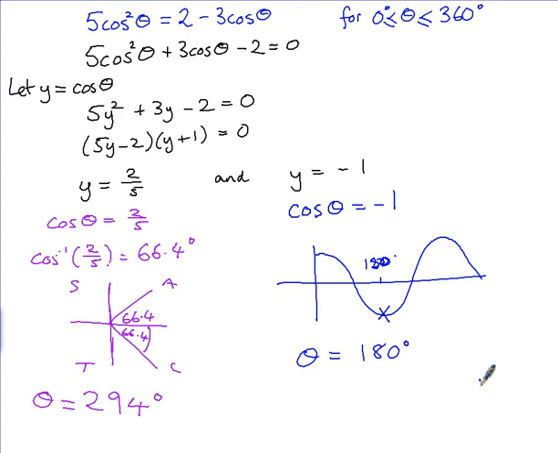So to summarize, we've set up our quadratic and we've got 2 solutions for our quadratic. Each of those 2 solutions, we've then let cos theta equal that. On the one hand, if cos theta was equal to 2/5, that gave us 2 solutions. And if cos theta is equal to minus 1, that gave us one more solution. So going back to the original quadratic trig equation, we've got 3 solutions for this.